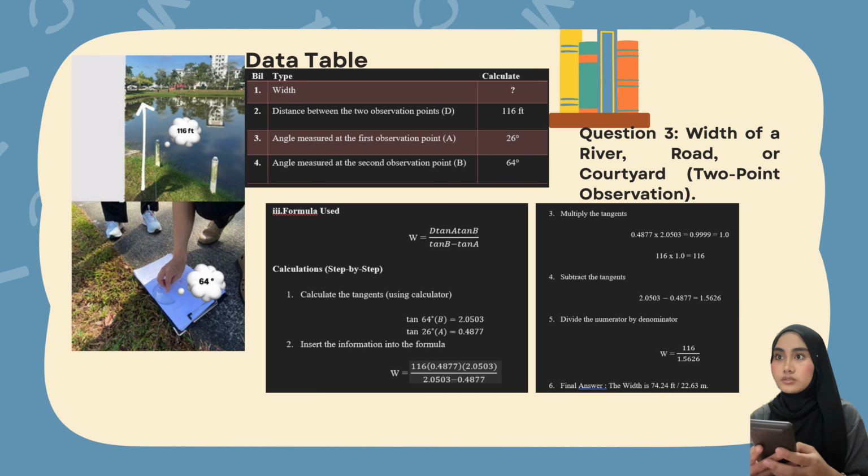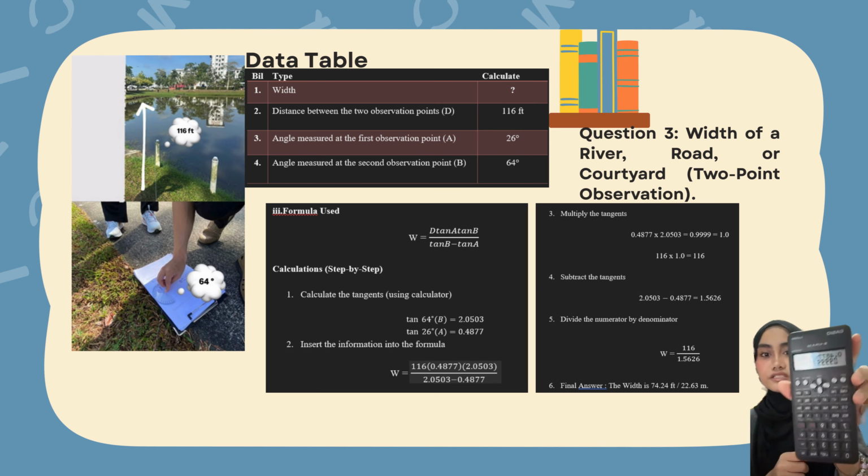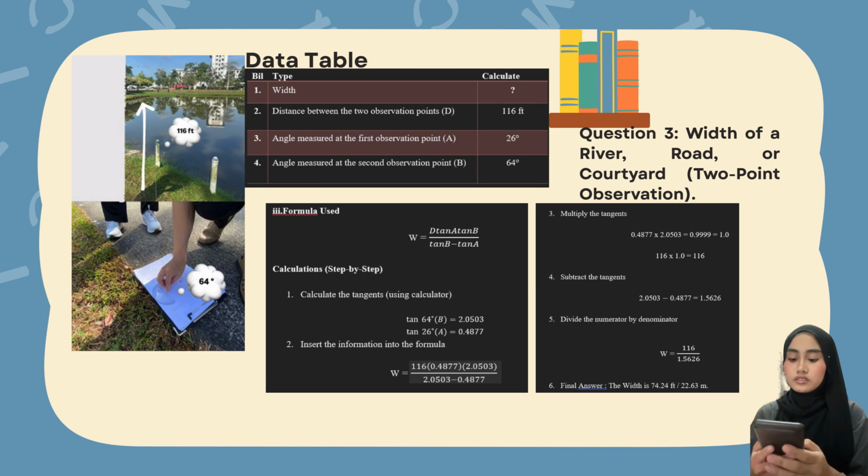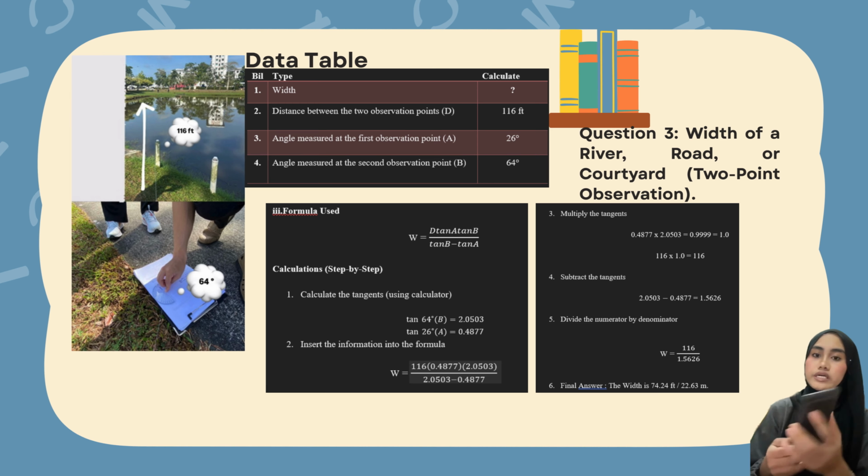0.4877 multiplied by 2.0503. So you will get 0.99, so it will be 1.0. And next one is to multiply the distance between the two observation points, D, with the tangent. So it will be 116 multiplied by 1.0, and then it will be 160.